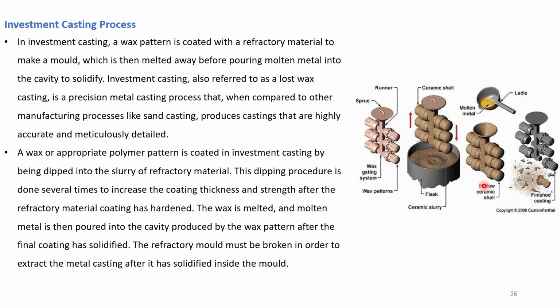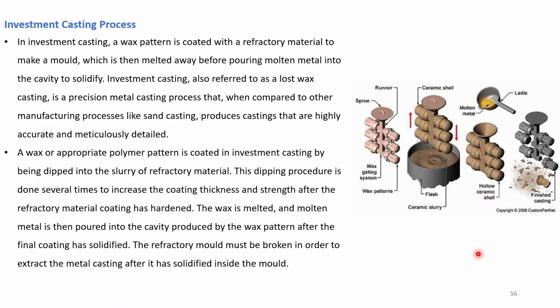A wax or appropriate polymer pattern is coated in investment casting by being dipped into slurry of refractory material, and this dipping procedure is done several times to increase the coating thickness and strength. After the refractory material coating has hardened, the wax is melted and molten metal is then poured into the cavity produced by the wax pattern after the final coating has solidified. The refractory mold must be broken in order to extract the metal casting after it has solidified inside the mold.